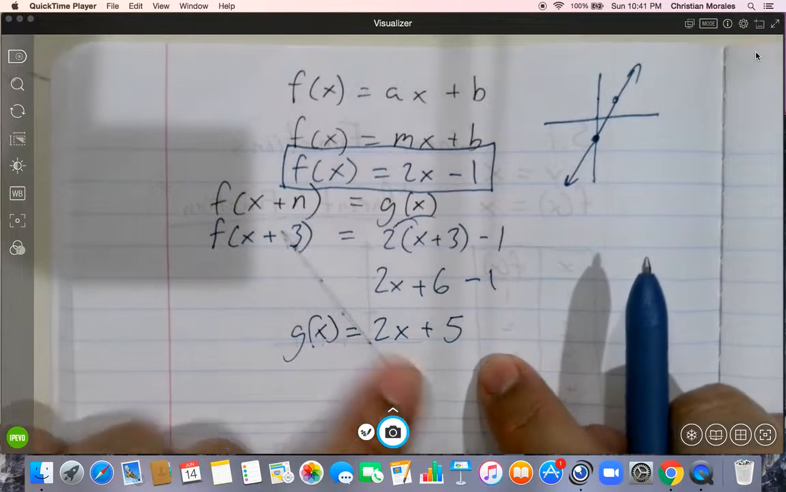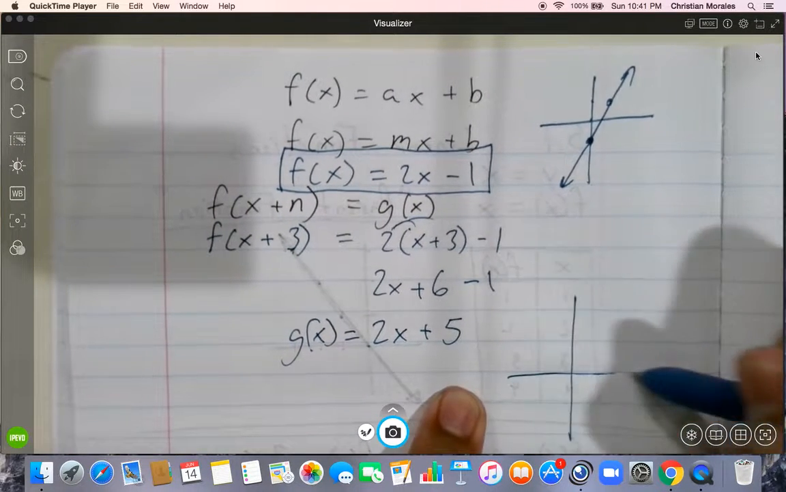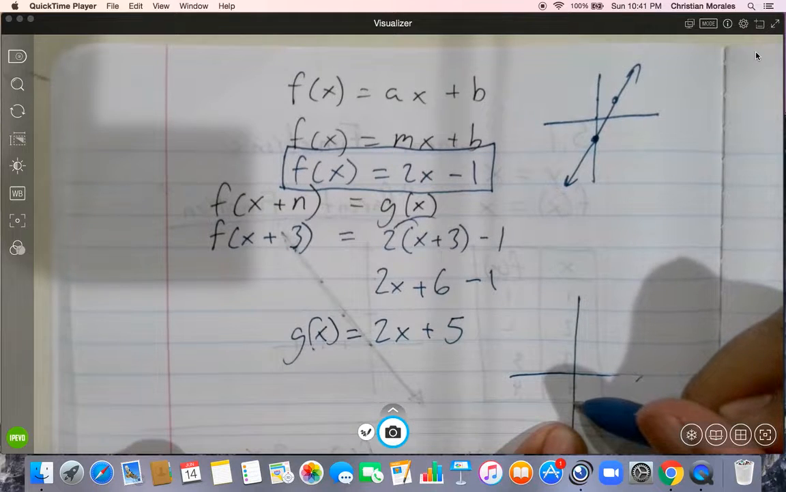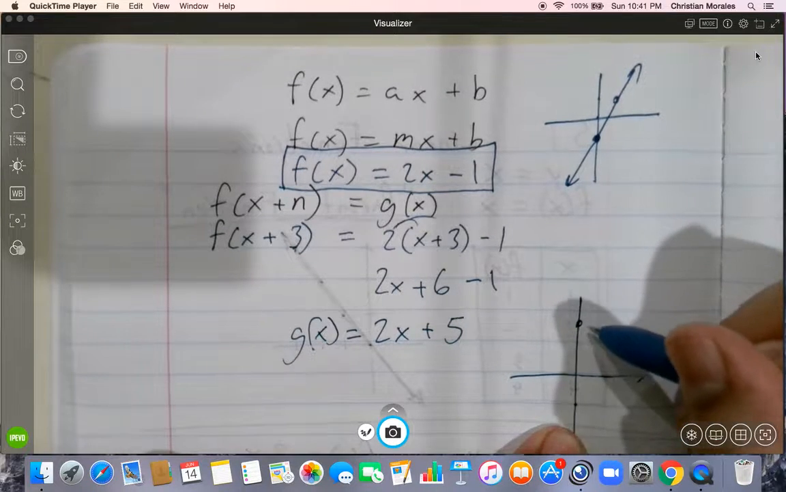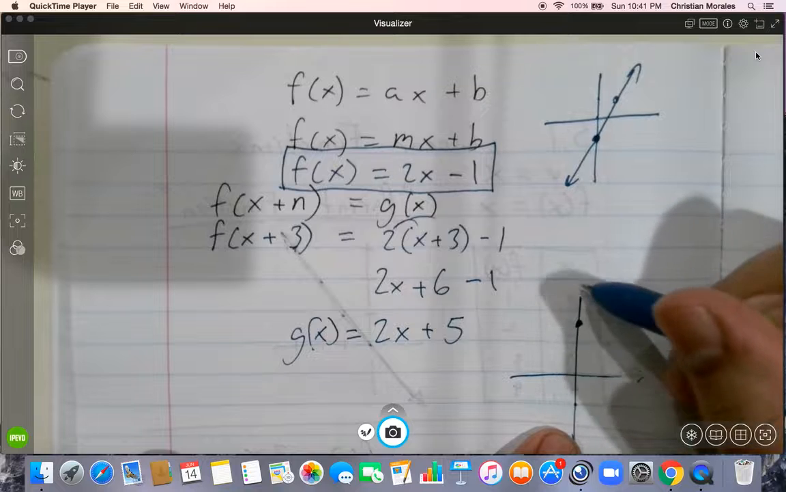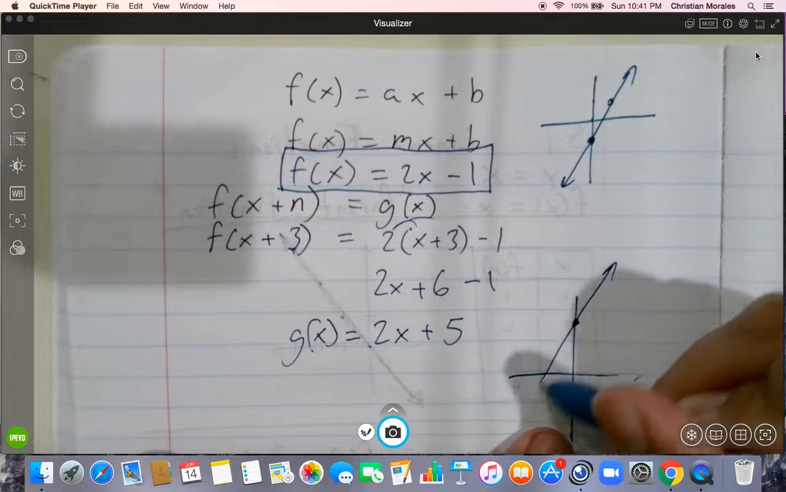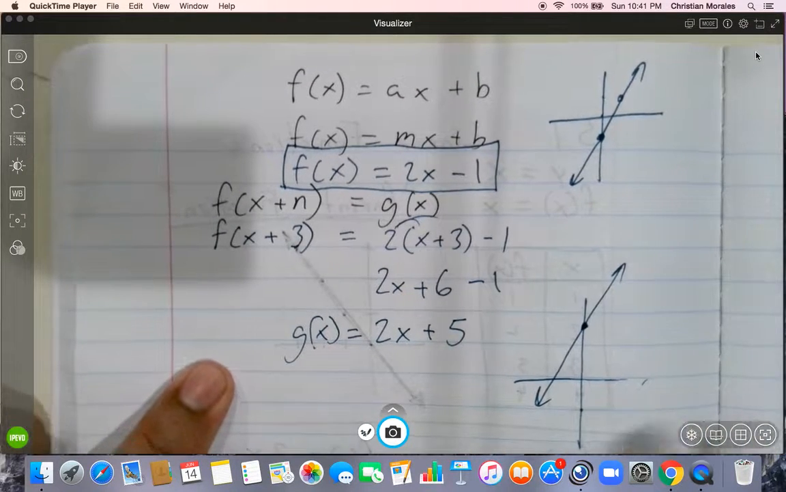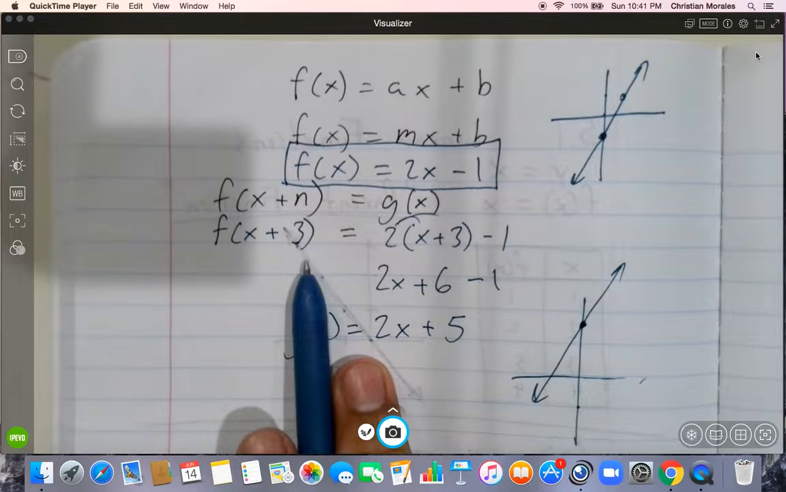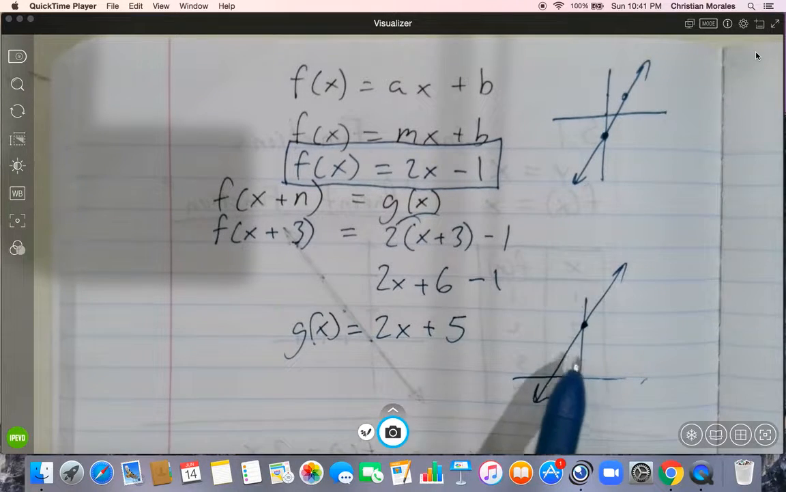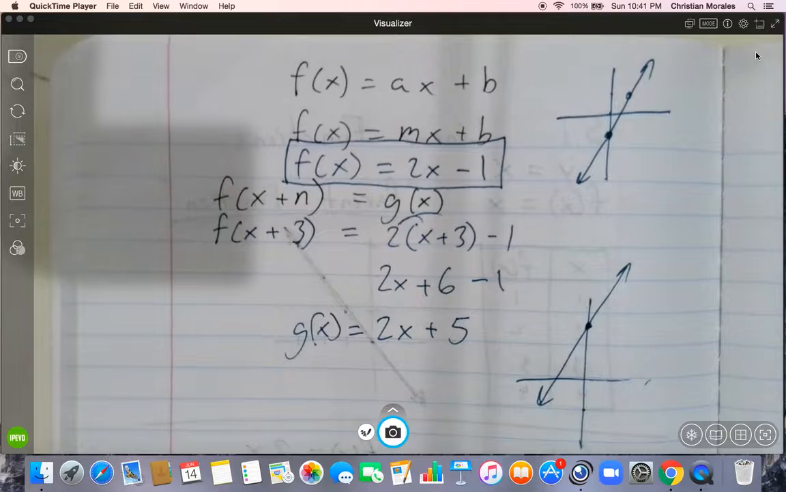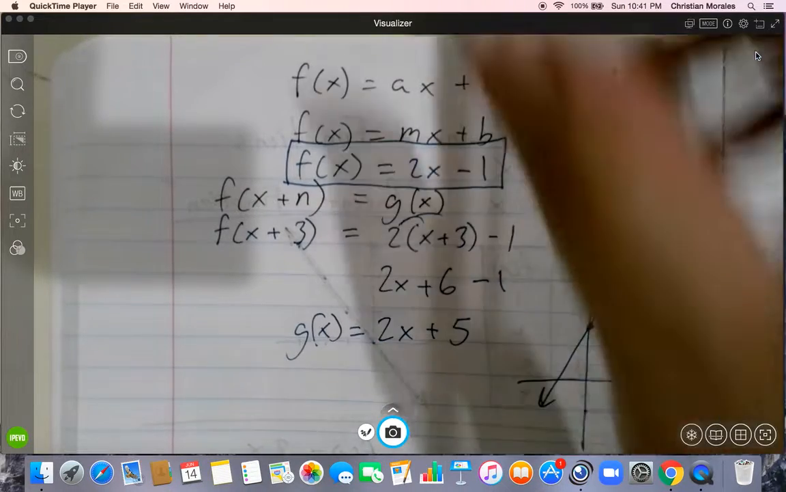So if you try to graph this, you don't start at negative 2 anymore, you start at positive 5. But you still have a slope of 2 over 1, so your slope is going the same way. So when you're adding, you're not changing the slope, you're just changing the starting point. Okay, now let's do one more thing.